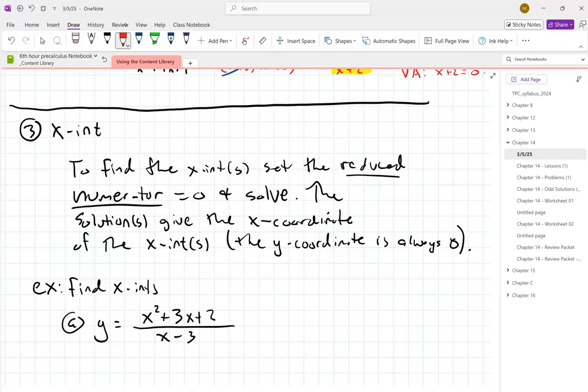Okay. So the first thing we want to do, because we're talking about reduced numerators, is check to see if we can do any reducing. So I want to start by factoring. Again, obviously the x minus 3 isn't going to factor, so that just is going to stay the same. How does x squared plus 3x plus 2 factor?